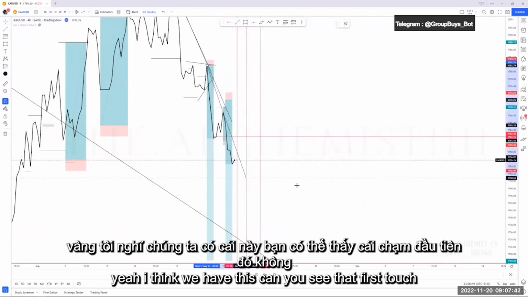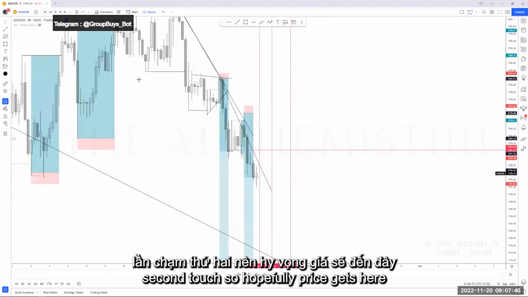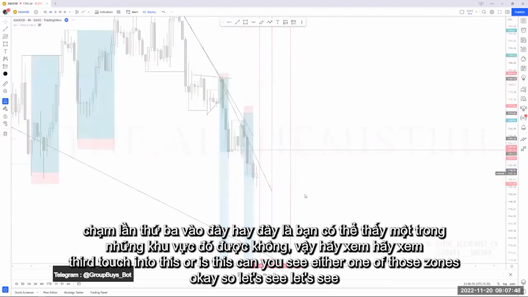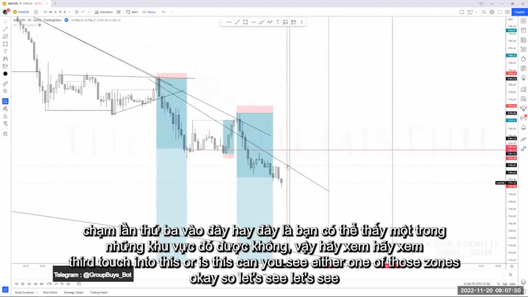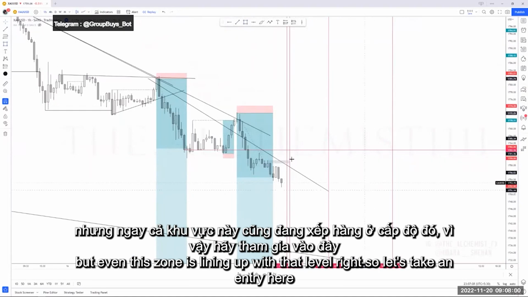Yeah, I think we have this. Can you see that? First touch, second touch. So hopefully price gets here. Third touch into this or as this. Can you see it? Either one of those zones. Okay, so let's see. But even this zone is lining up with that level, right?